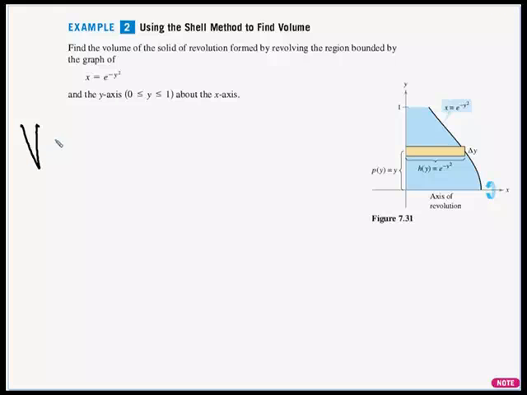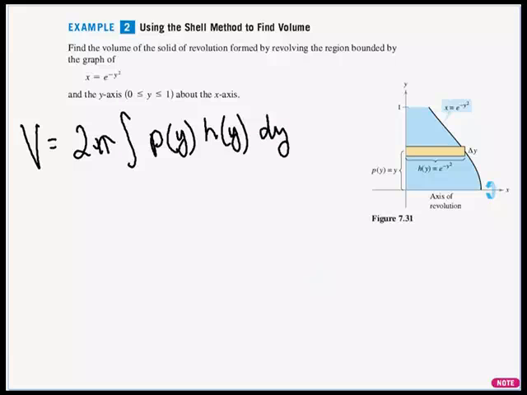So our generic formula is volume equals 2 pi, definite integral, of p of y, h of y, dy. And let's plug in our problem's numbers. We're integrating with respect to y, so we're walking up and down the y-axis, and we're walking from 0 to 1. Our definite integral is from 0 to 1.